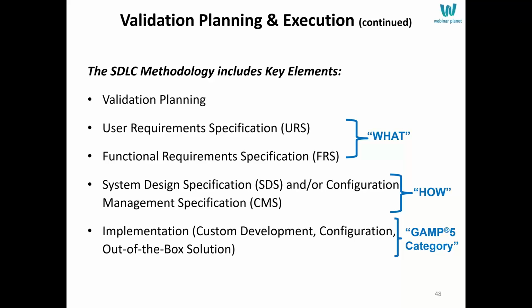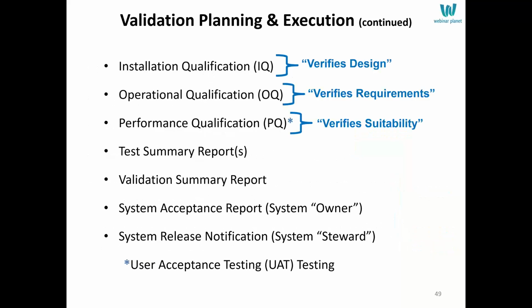You then implement the system and look at the GAMP 5 category. We'll talk about that in a minute. Then you do your installation, operational, and performance qualification, IQ, OQ, and PQ. The IQ of something verifies that that something was designed properly. If you install it, give it the right instruction, get the right responses on screen during installation, then your design is verified as a result of that.